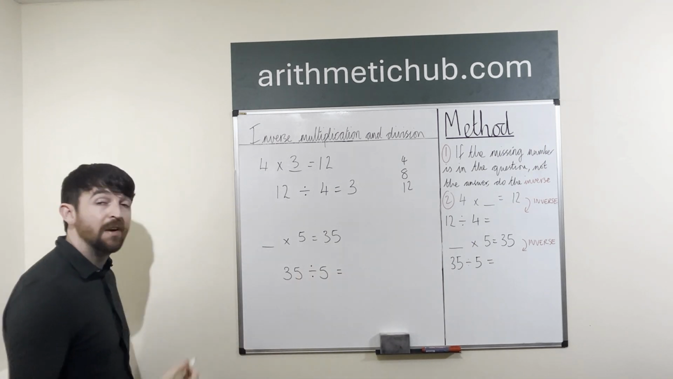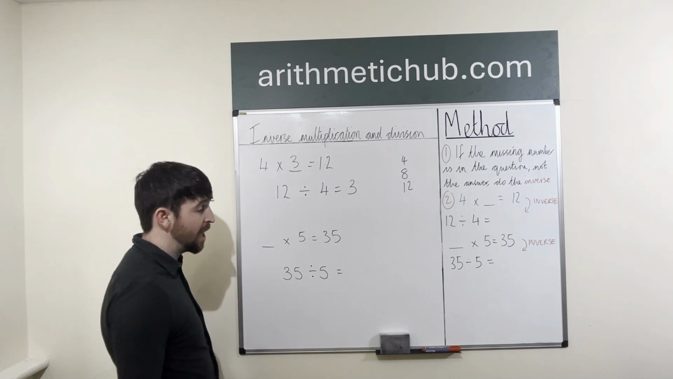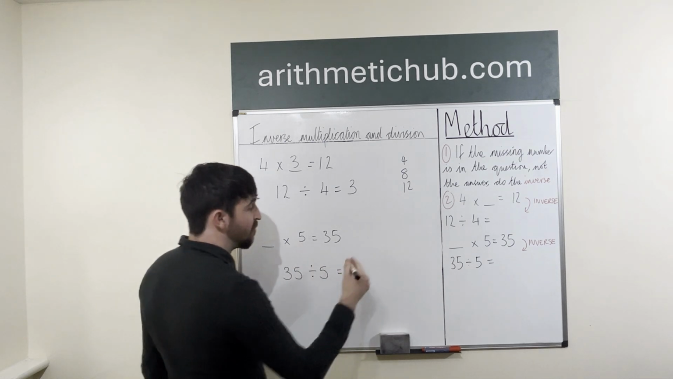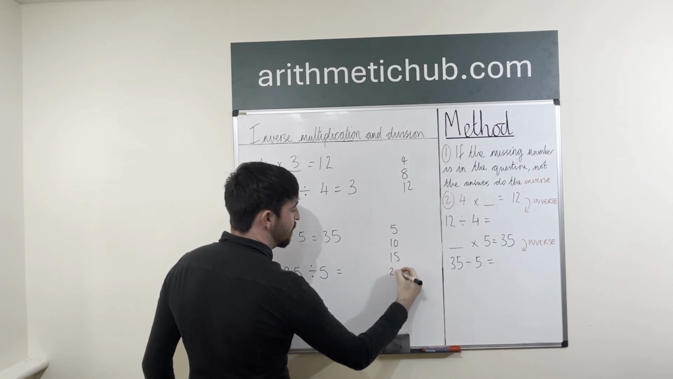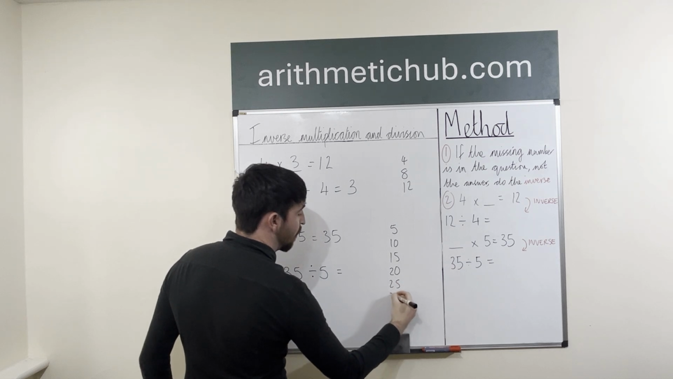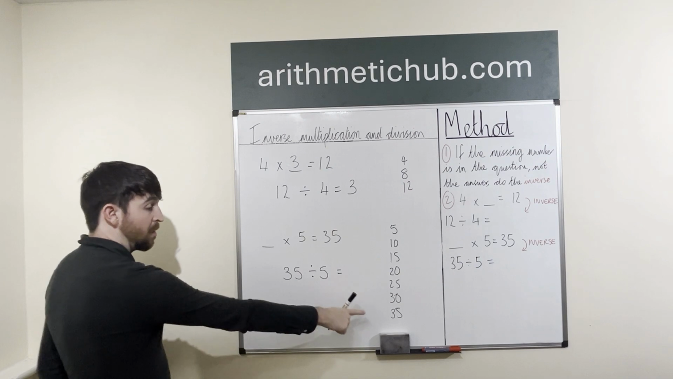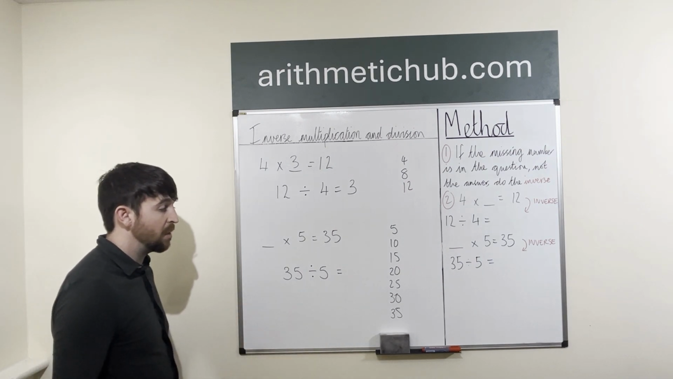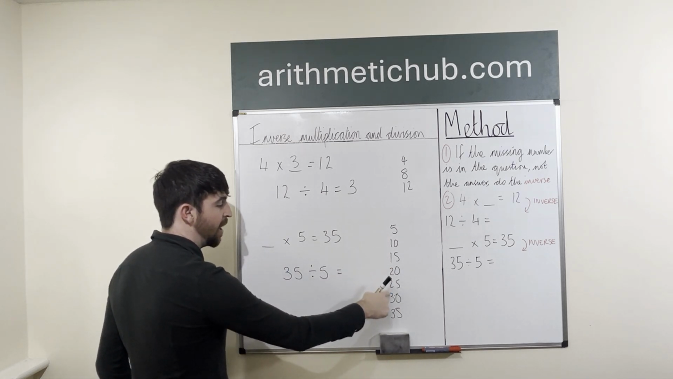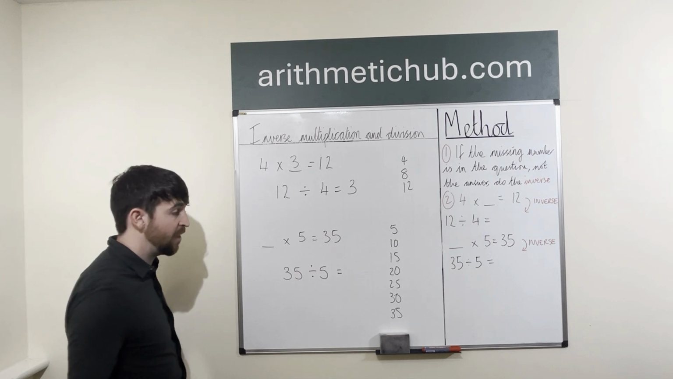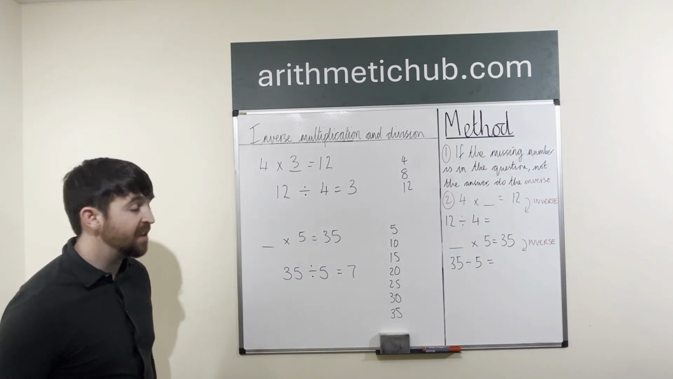35 divided by 5. Now what I can do is I can write down my times tables if I need to, or I can count up my 5s until I get to 35. Let's write them down. 5, 10, 15, 20, 25, 30, 35. Okay? So now what I can do is I can count up how many lots of 5 were in 35. 1, 2, 3, 4, 5, 6, 7. 7 lots of 5 made 35. So 35 divided by 5 is going to give me 7.